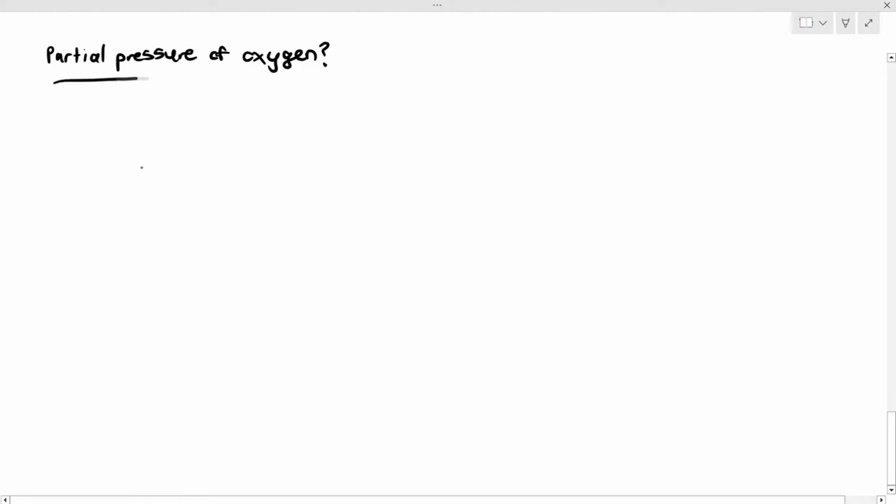Let's look at the partial pressure of oxygen. What does it mean by a partial pressure of oxygen? Partial pressure of oxygen just basically means the concentration of oxygen gas in one area. So we use the word concentration of gas or partial pressure of gas interchangeably.